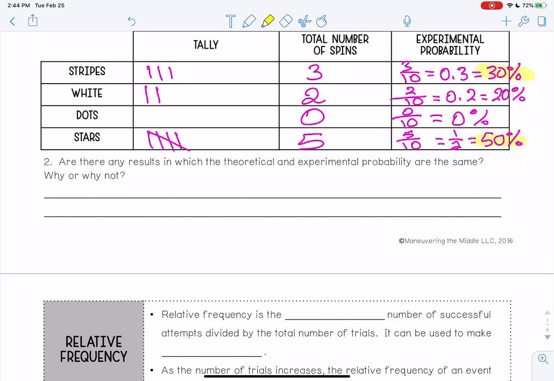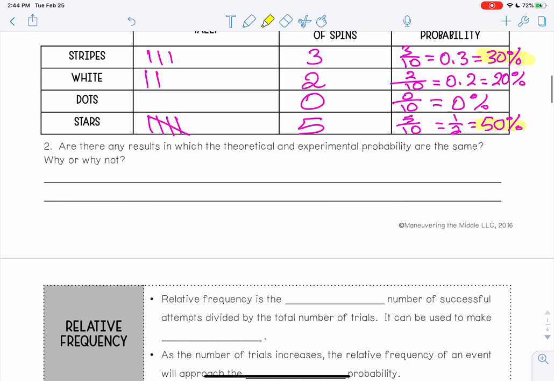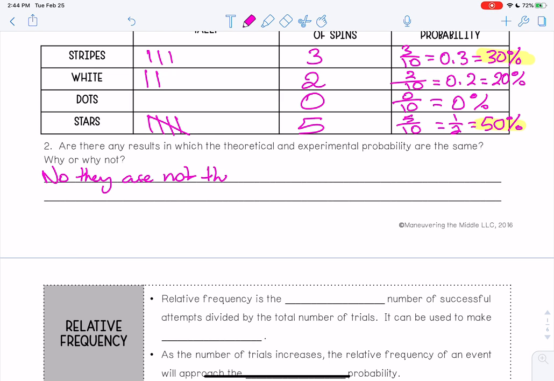So number 2 says, are there any results in which the theoretical and experimental probability are the same? Why or why not? And so the answer to that is no. Oops, I need my pencil. So no, they are not the same, because we did not do enough trials. Remember, you got to do a minimum of at least 100. But in reality, if you wanted to get extremely good data, I would say the thousands, but at least 100. So 10 wasn't enough trials. We would need to do a lot more than just 10 spins to get a good idea of the data.